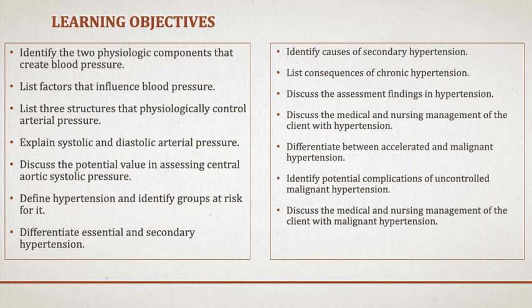You should also be able to identify the causes of secondary hypertension, list consequences of chronic hypertension. You should be able to discuss the assessment findings in hypertension, discuss the medical and nursing management of a client with hypertension, the differences between accelerated and malignant hypertension, identify potential complications of uncontrolled malignant hypertension, and discuss the medical and nursing management of a client with malignant hypertension.